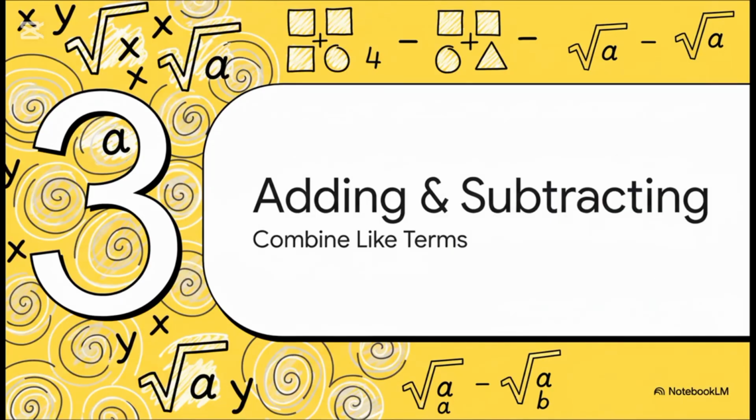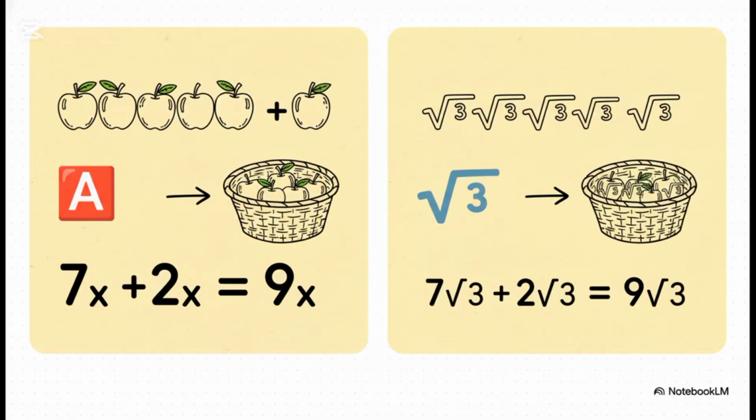Now that you're experts at simplifying, let's see how we can add and subtract these things. And here's a little secret. If you can do basic algebra, you can totally do this. Think about algebra for a second. You know how 7x plus 2x is 9x, right? You just combine them because they're like terms. Well, surds work exactly the same way. We treat surds with the same number under the root as like surds. So 7 root 3 plus 2 root 3 just gives us 9 root 3.